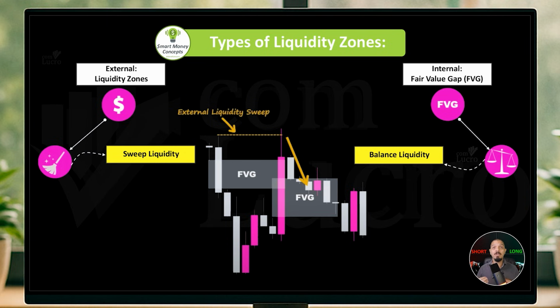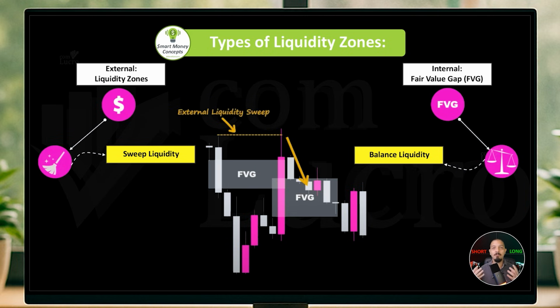Within the concept of liquidity zones, there are 2 main types: internal liquidity and external liquidity. Internal liquidity, also known as fair value gaps, FVG, refers to areas within the current price structure. These gaps occur when there is a significant difference between the closing of one candle and the opening of the next, resulting in a liquidity void. These areas are important because large market players tend to fill these gaps, creating trading opportunities to capture movements back to fair value. External liquidity refers to zones outside the current price structure, usually found at previous swing highs and lows.